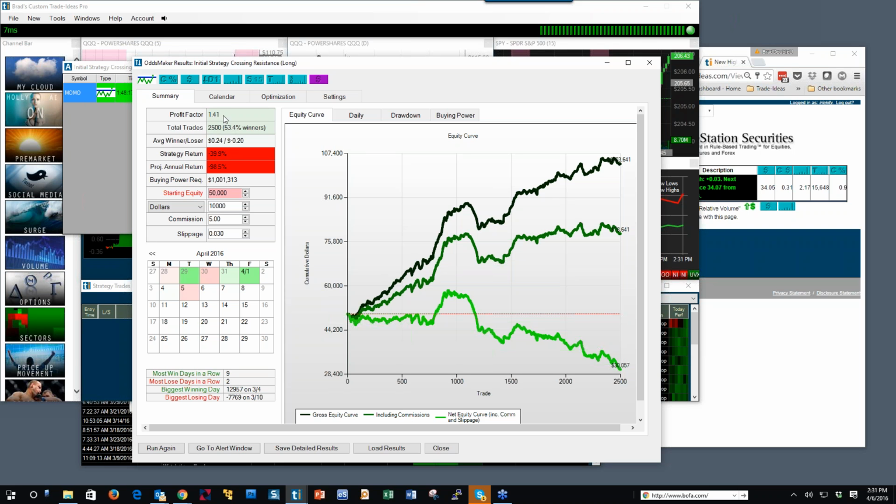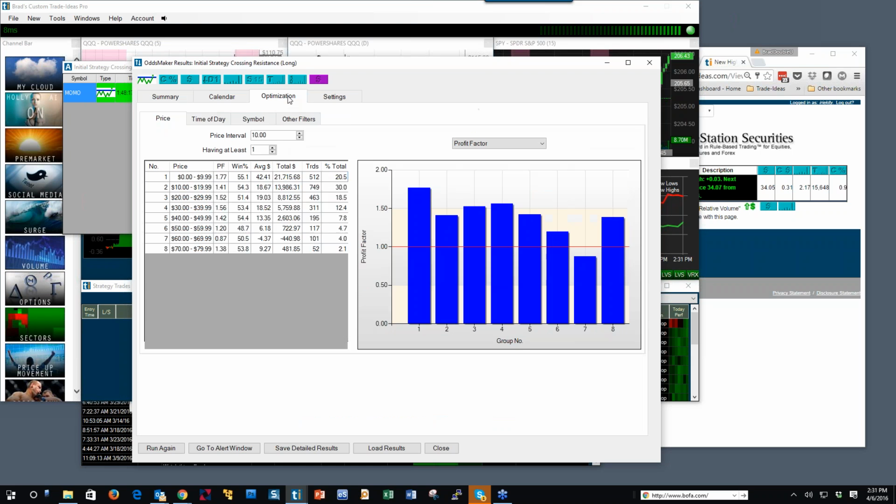Profit factor, sum total of winning over losing. The total number of trades is obviously way too many. You would never be able to, or would want to, execute a strategy with this many trades. But again, this is a starting spot. And if we go to the optimization area, this is where I could really start to refine my stuff.